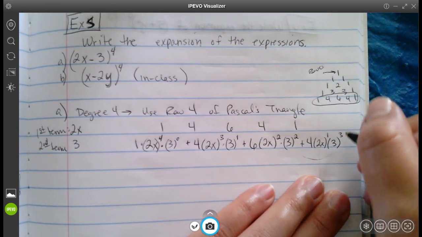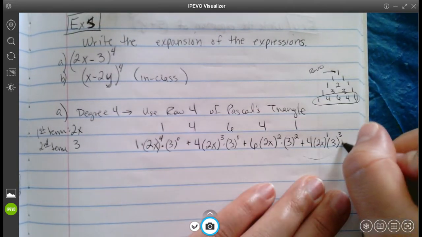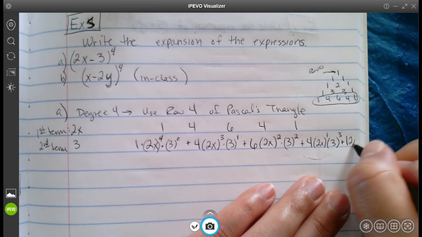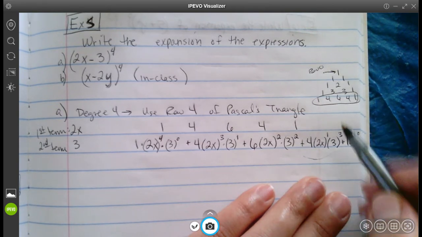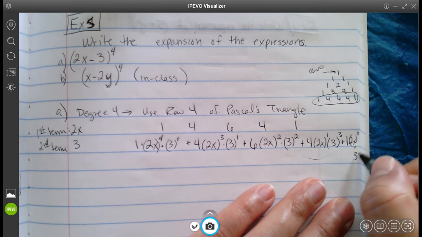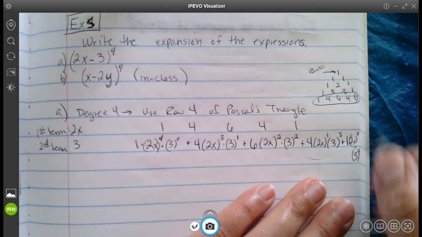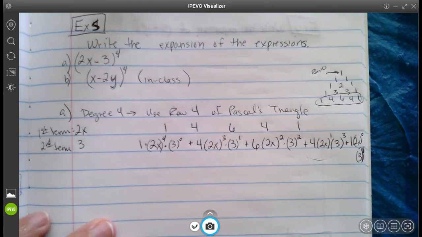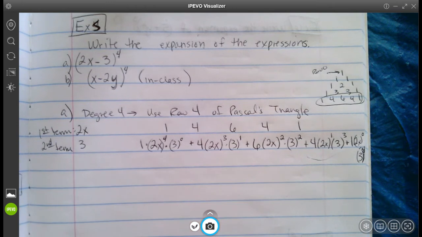And I should have made this a little bit more that way. Last one is going to be that 1. So 1. And then we have 2x to the 0 power because that's what comes before 1. And then, I'm out of space, 3 to the 4th power. So hopefully you can see that. That's a 4 there. Horrible, but yeah, that's together. I'll move it over just a little bit right now.